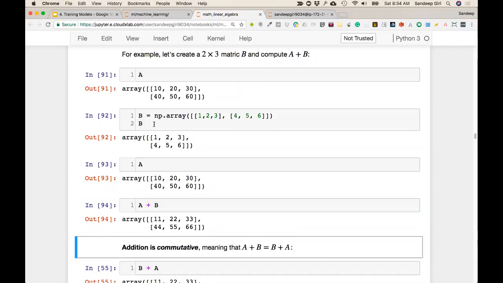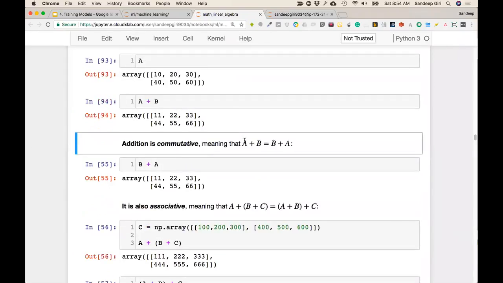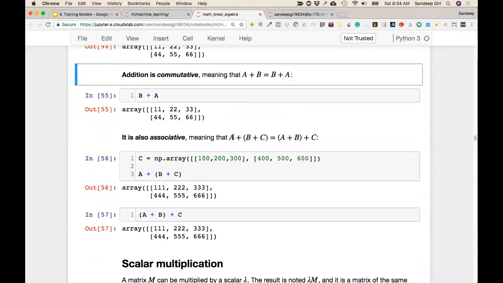Since addition of two matrices is basically adding each value with the corresponding value in the other matrix, it is also commutative. Also, the addition is associative, as in whether you add B and C first or you add A and B first, you're always going to get the same result.